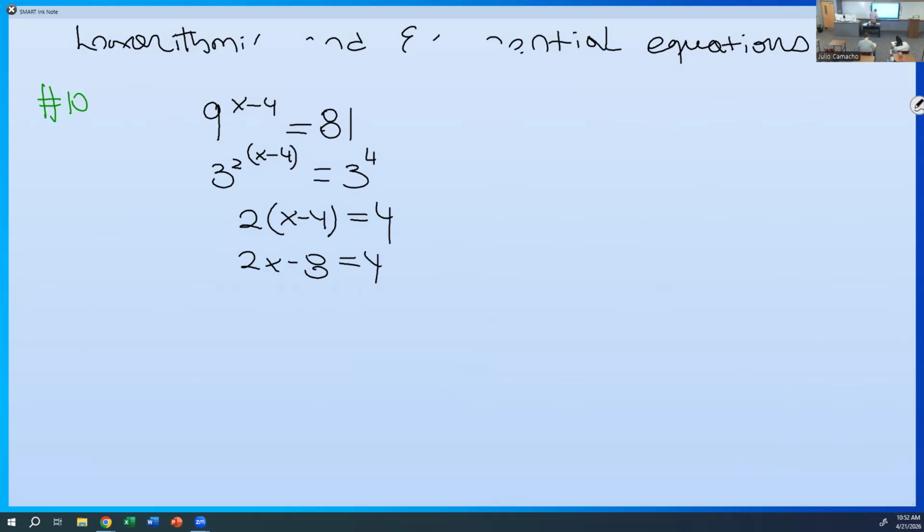What will be your next step? Add 8 to both sides. So you have 2x, plus 8 and plus 8, so now 2x is equal to 12. And then you divide both sides by 2. x is equal to 6.